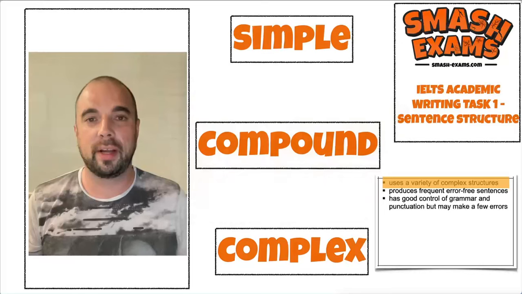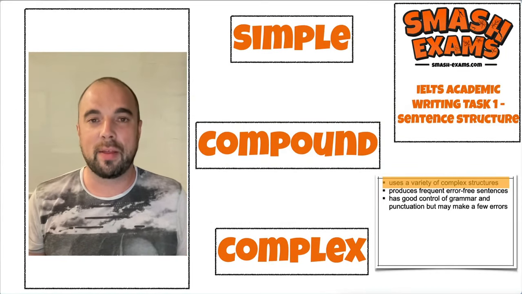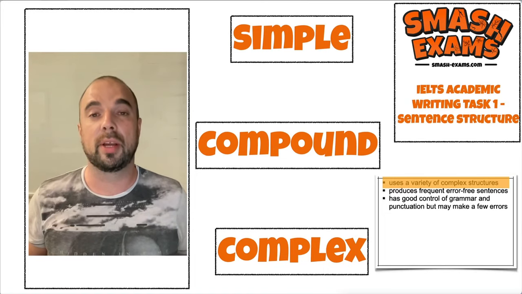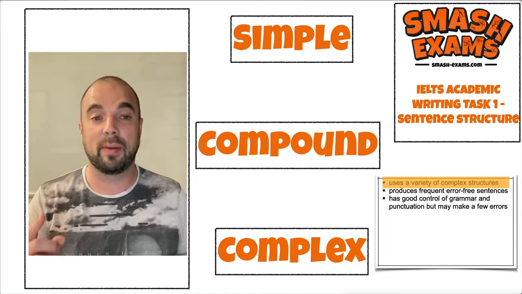As I said in the previous video, when we were breaking down the rubric, it's very important to vary your sentence structure. So today we're going to be looking at the 3 key ones in English, which are simple, compound, and complex.